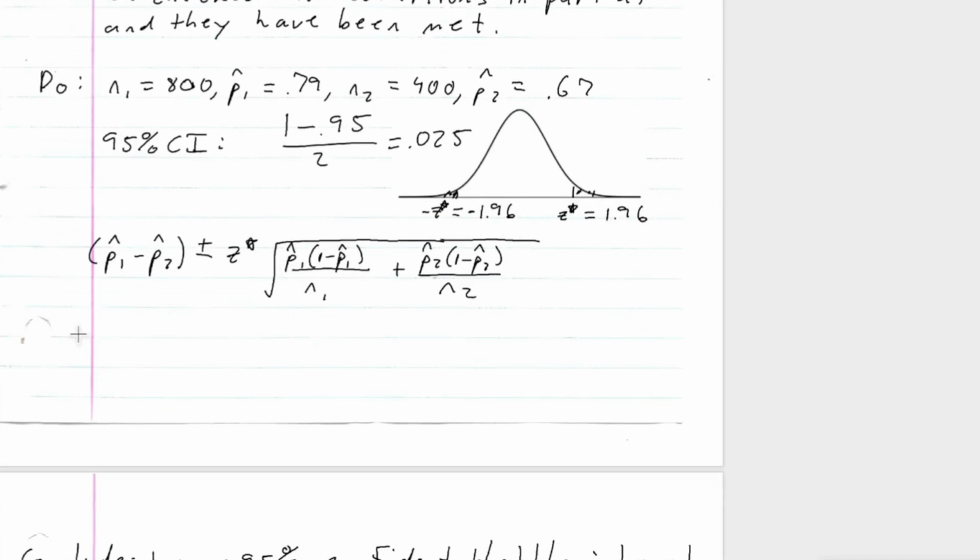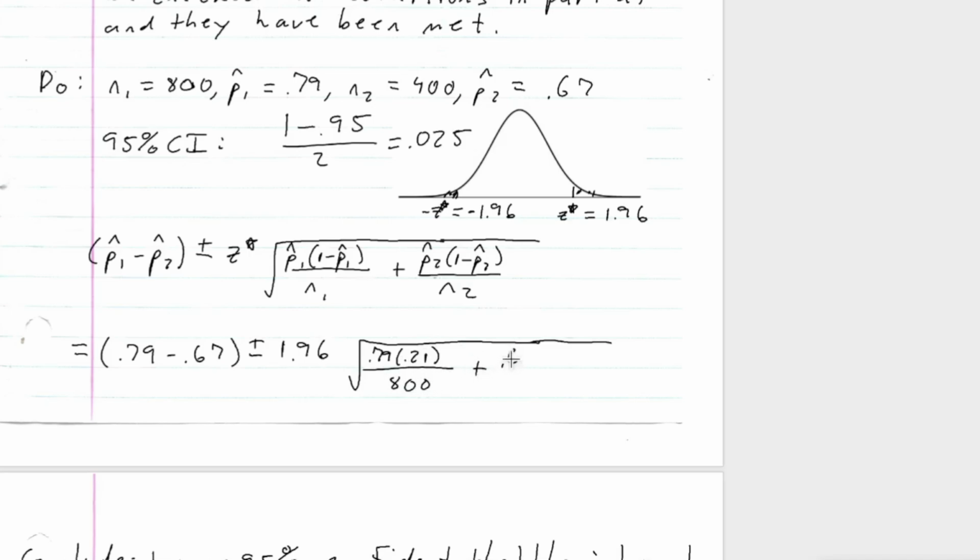So this is equal to, our p1 hat was 0.79 minus 0.67 plus or minus 1.96 times the square root of 0.79 times 0.21 over 800 plus 0.67 times 0.33 all over 400. And then this gives us 0.12 plus or minus 0.054.